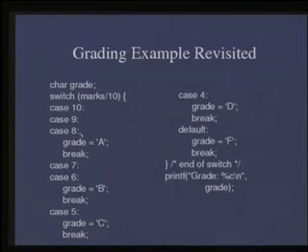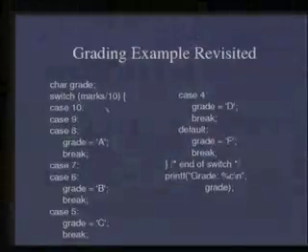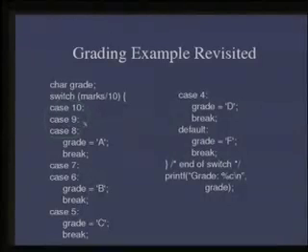So in these three cases, we want to assign the grade A, because in these three cases the marks are at least 80 and up to 100. So in case 10, we have not put any statement in the corresponding block. Similarly, in case 9 we have not put any statement in the corresponding block, and in case 8 we have assigned the variable grade to A and then the break statement.